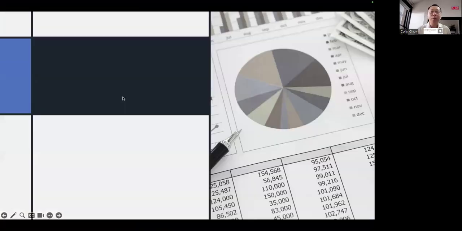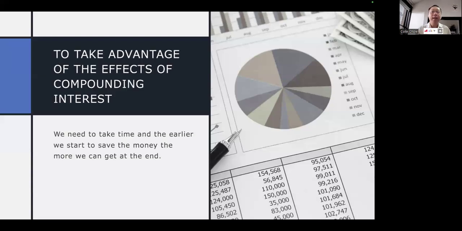Okay, so the other thing is, because of the rule of 72, we need to take time to take advantage of this compounding interest effect. The earlier we start saving money, the better it is, and then we'll have more time to grow our money. So that's one of the ways that we can encourage our customers or potential customers to start saving early, or as young as they can.